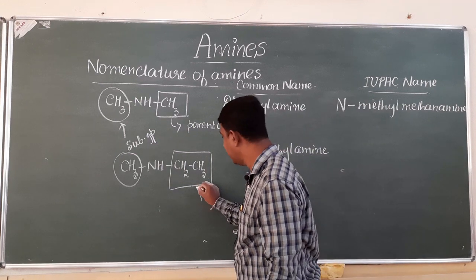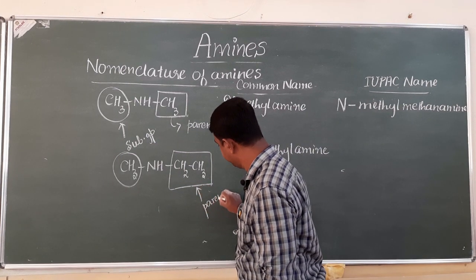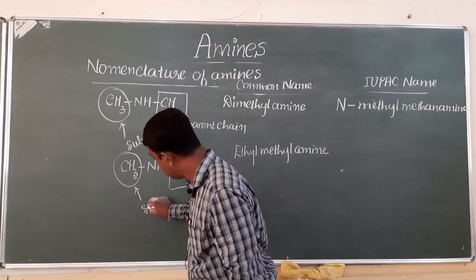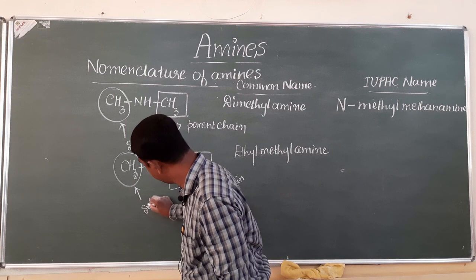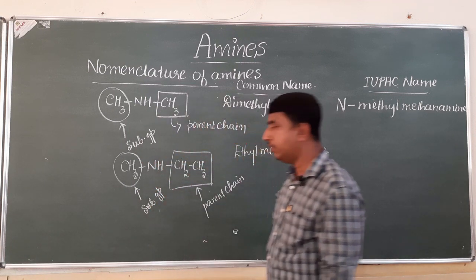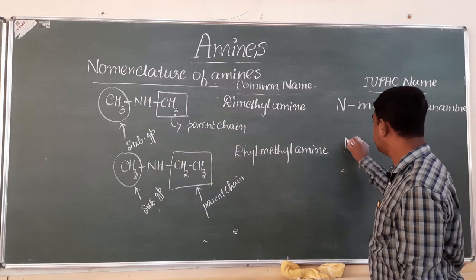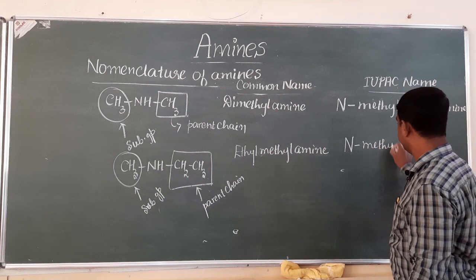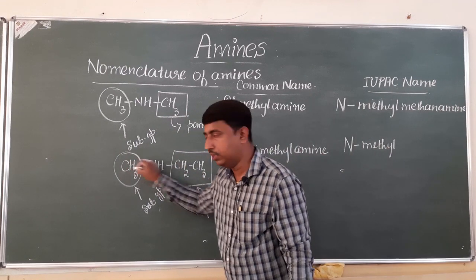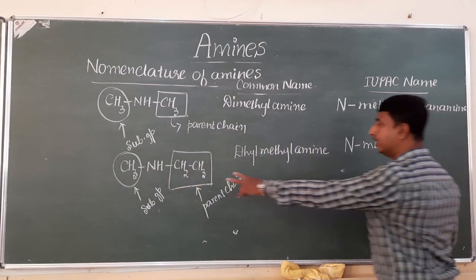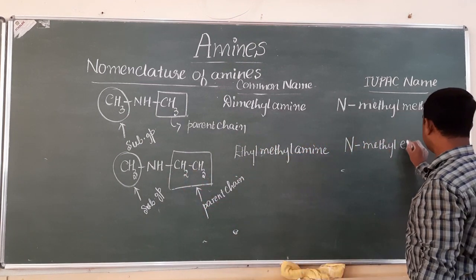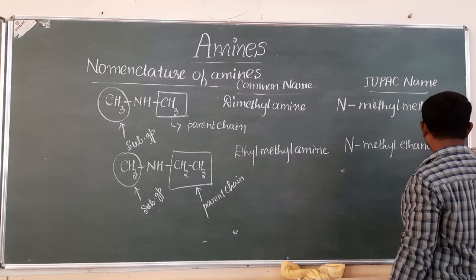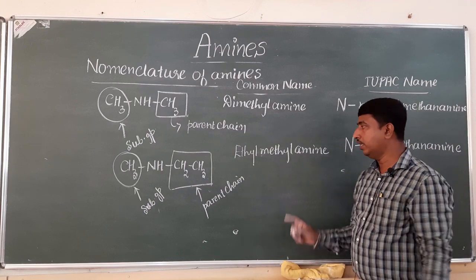IUPAC name. See, this is the parent chain, and this is the substituent group. Name the substituent group first. The substituent group is present on nitrogen, so it is N methyl. Then the parent name: the total number of carbon atoms is 2, so it is ethane. I will replace the E by amine, so the name becomes ethanamine.